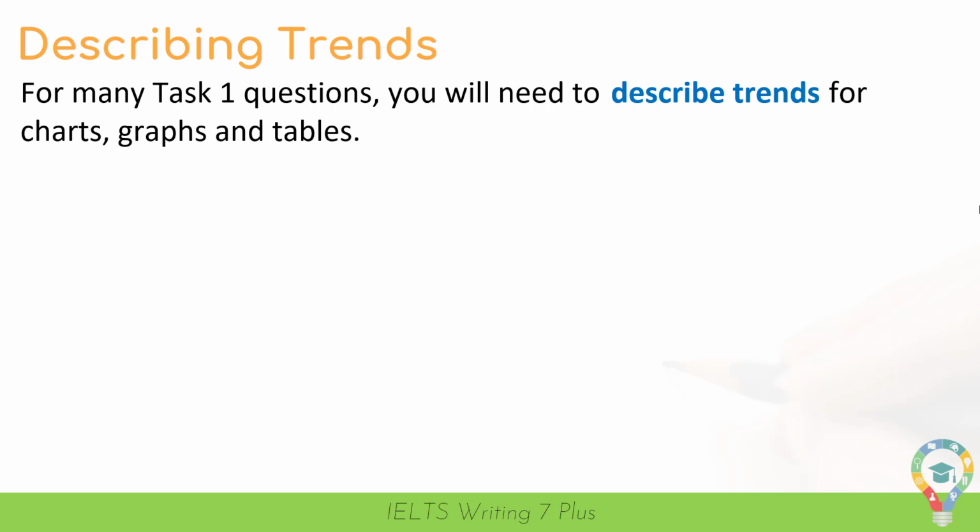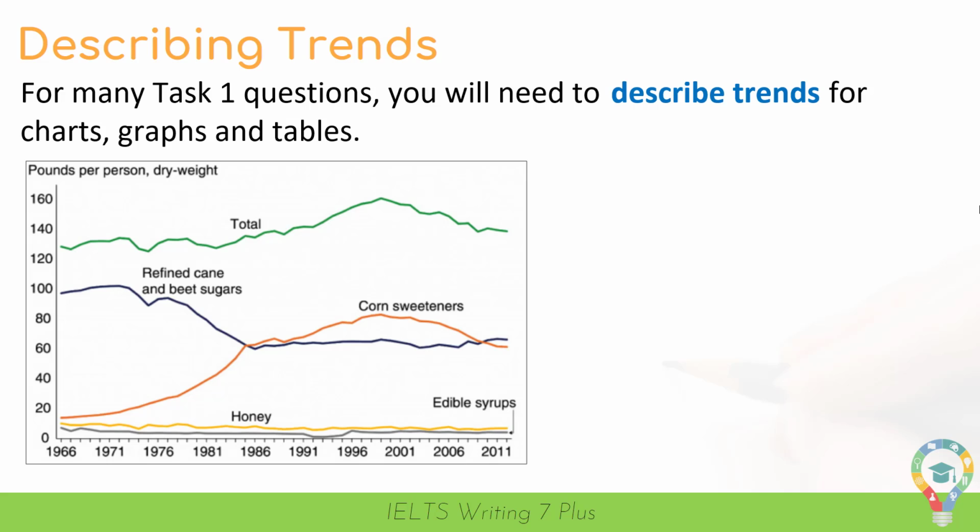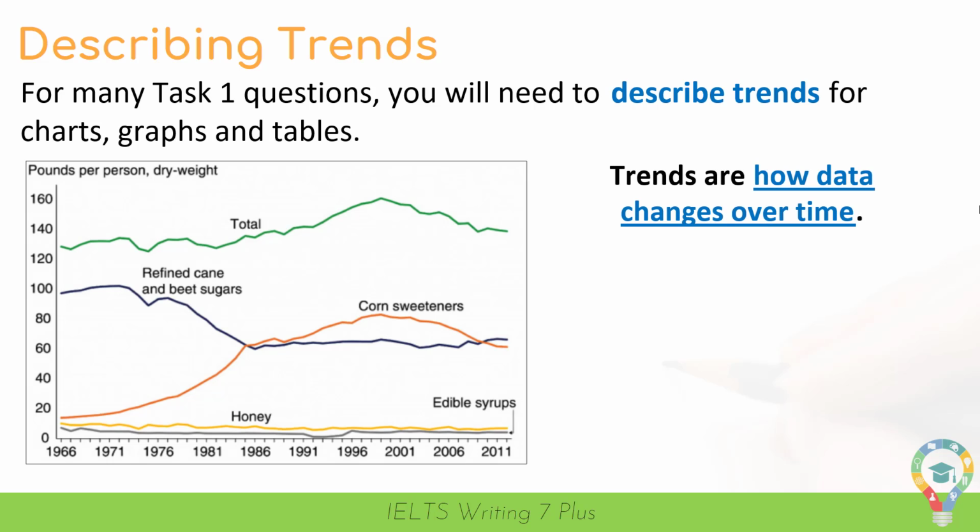So, what exactly are trends? Well, here is a pretty standard line graph showing types of sweeteners eaten in some country over many years. The trends are how the data changes over time. Does it increase? Does it rocket up? Or does it decrease? Does it plummet? Or does it stay the same? Can you compare two sets of data and their trends? So we're going to be looking at all this kind of language for describing trends and increases and decreases of data in this grammar lesson.